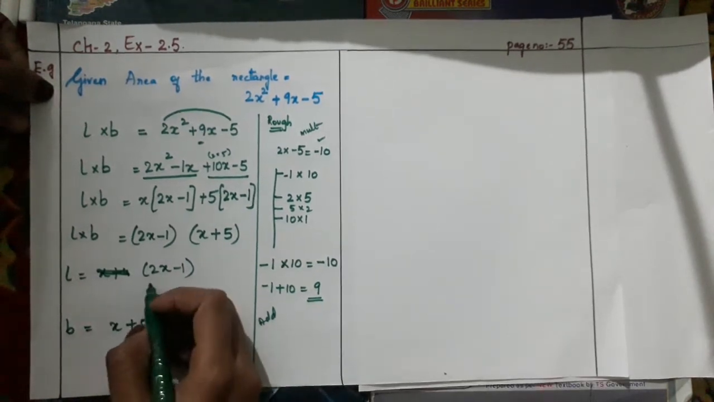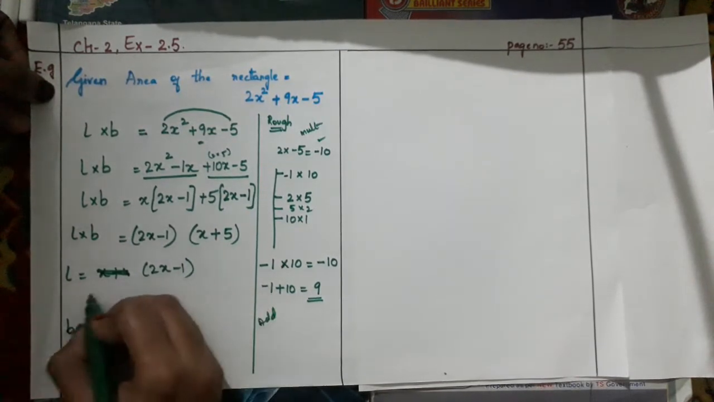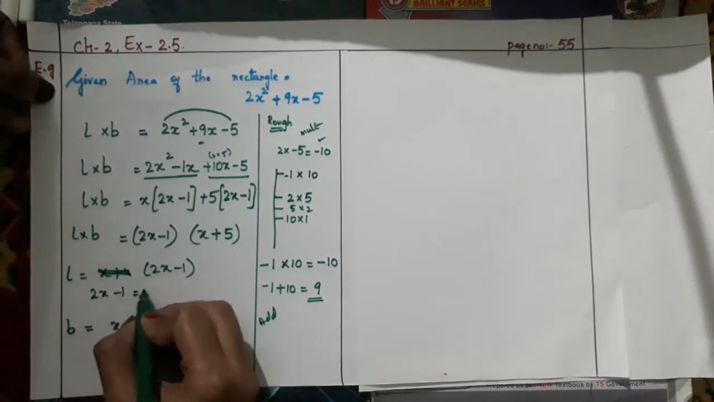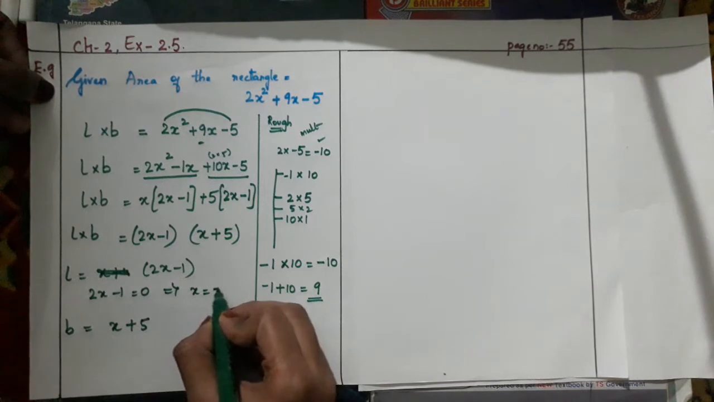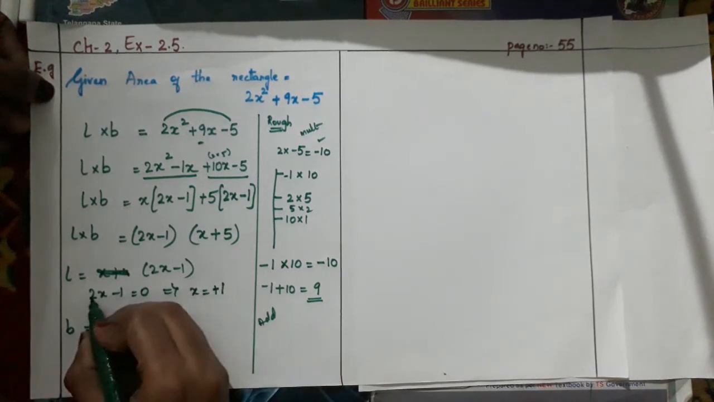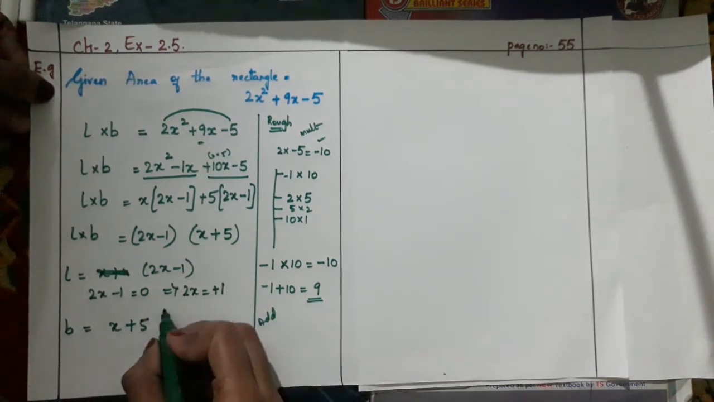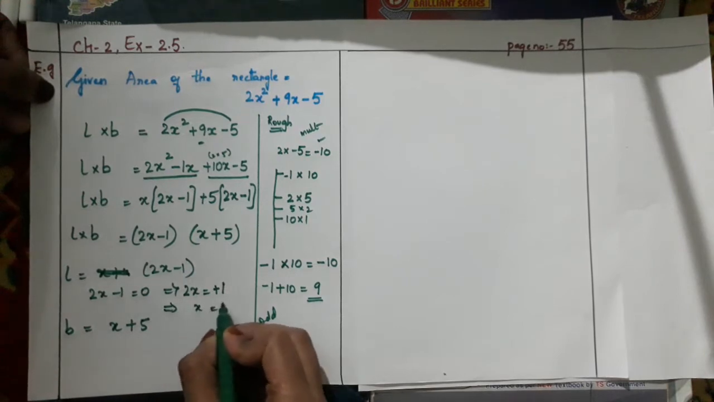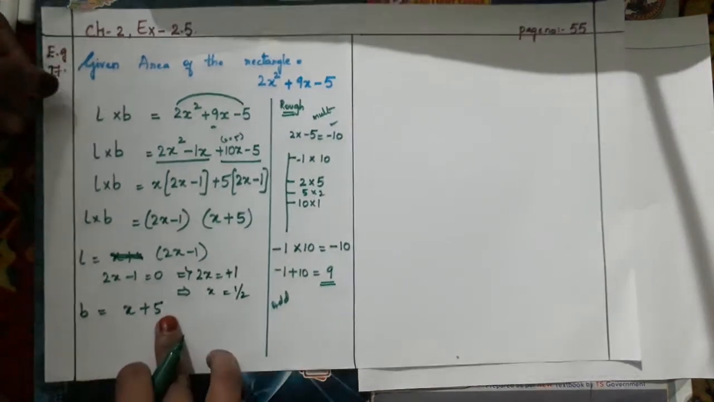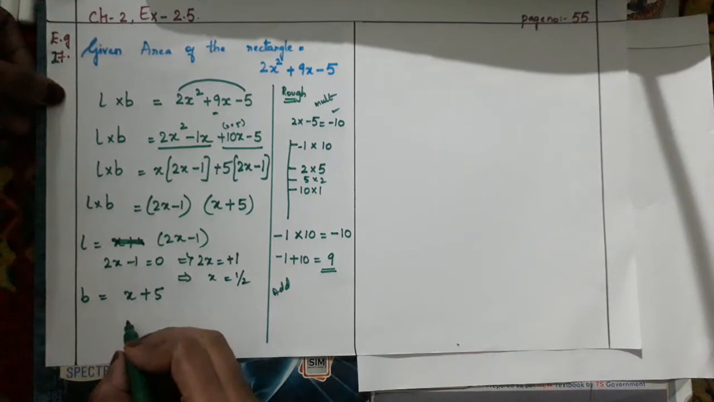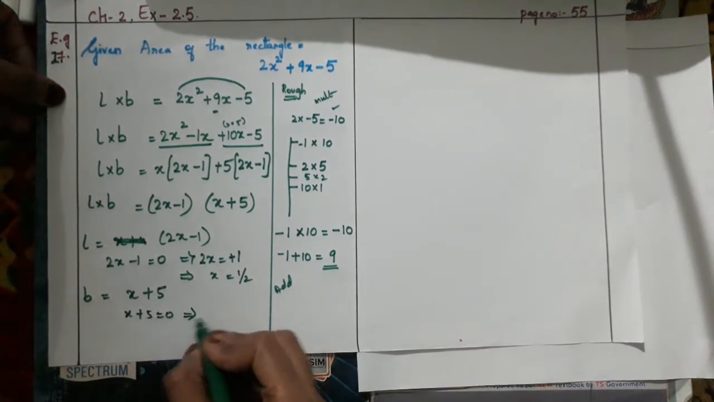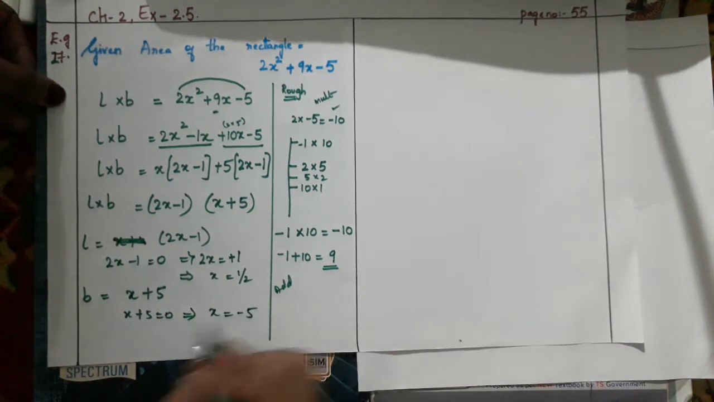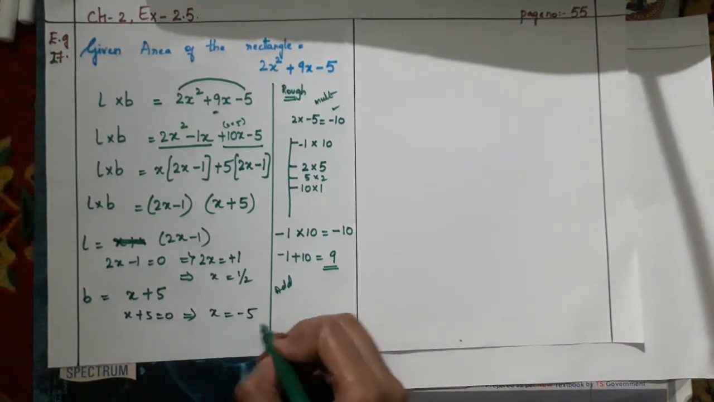Now how can we find L value? We can keep it equal to 0. 2x minus 1 equals to 0. That is 2x is equal to plus 1. X is equal to 1 by 2. Here what will we get? Breadth, x plus 5 equals to 0. So x is equal to minus 5. Okay, that's it.